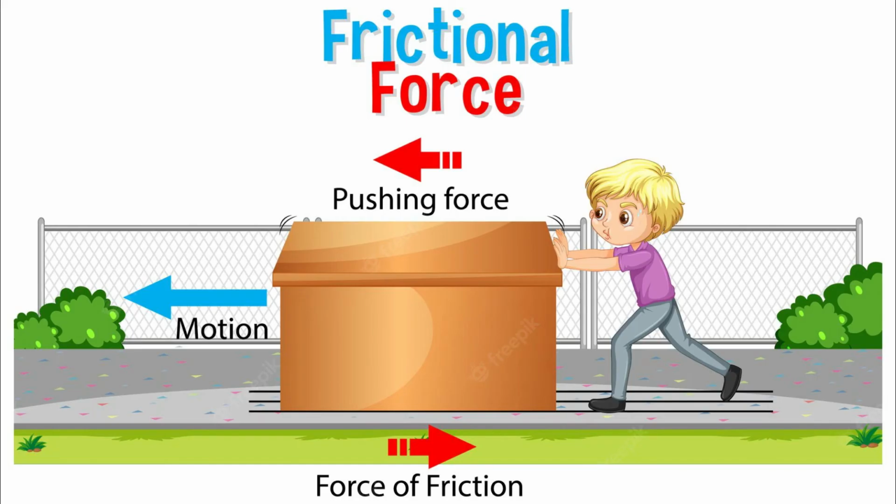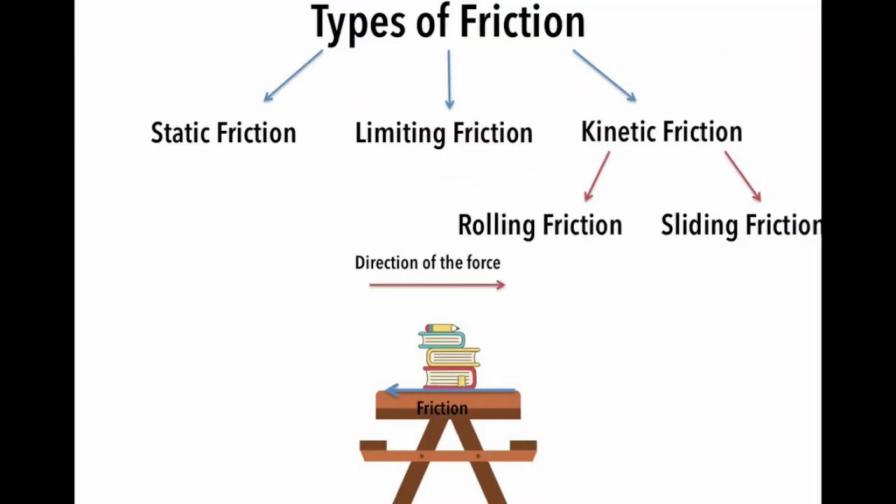Let us discuss friction and its types. What is friction? The force that resists relative motion between two surfaces is called friction. Types of friction: static friction, kinetic friction, sliding friction, rolling friction.